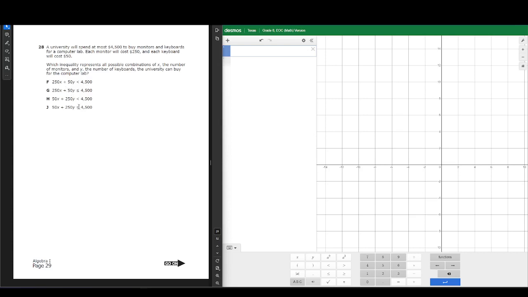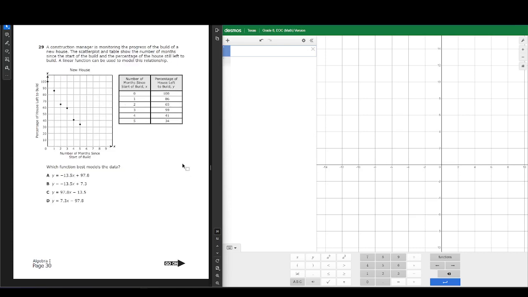So we're left with g and j, and it says that the monitors are 250, and down here it says x is the number of monitors. So we need to pair those up and put 250x and 50y. So that would leave us with g as our only possible answer.